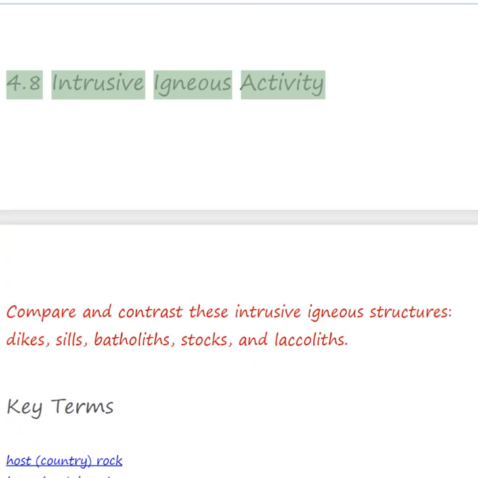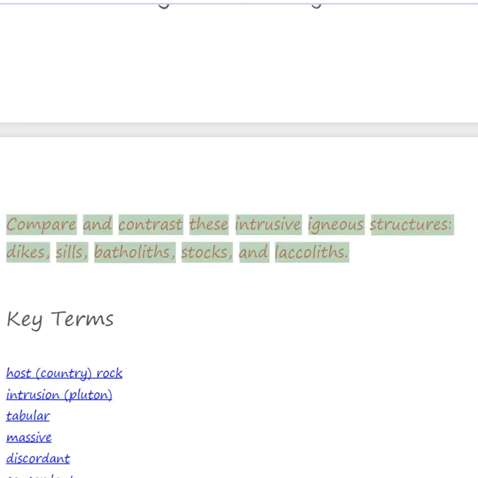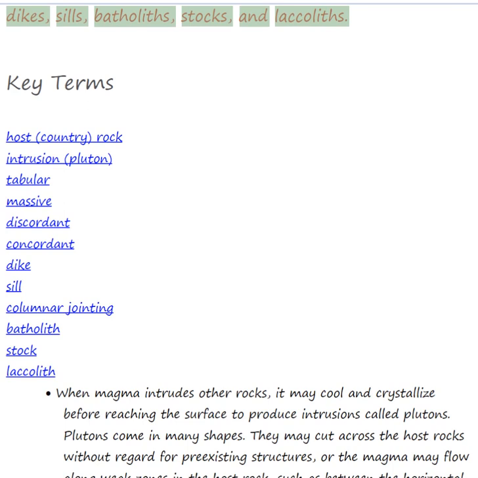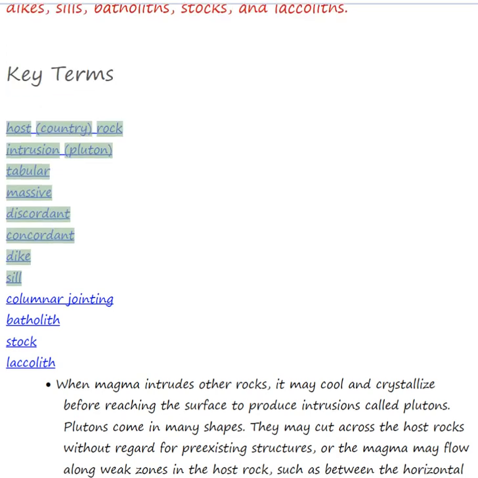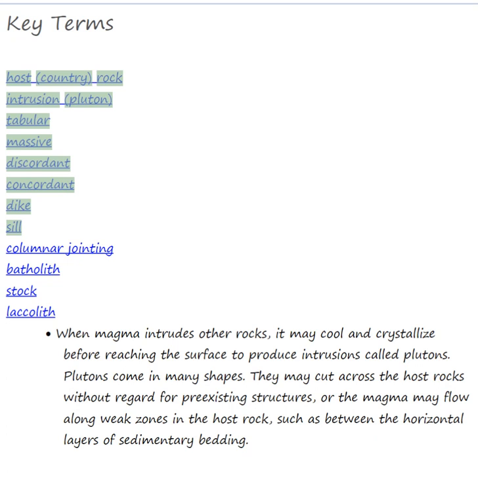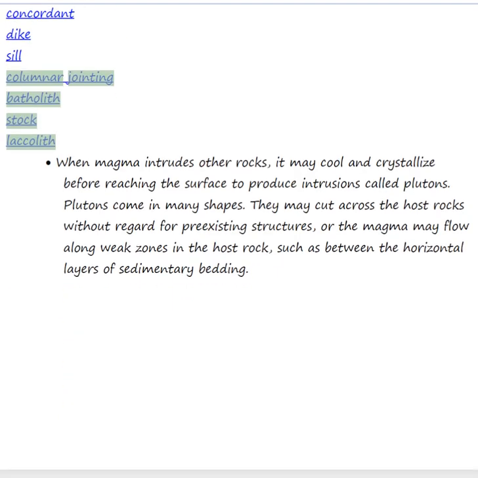4.8 Intrusive igneous activity. Compare and contrast these intrusive igneous structures: dikes, sills, batholiths, stocks, and laccoliths. Key terms: host rock, intrusion, tabular, massive, discordant, concordant, dike, sill, columnar jointing, batholith, stock, laccolith.